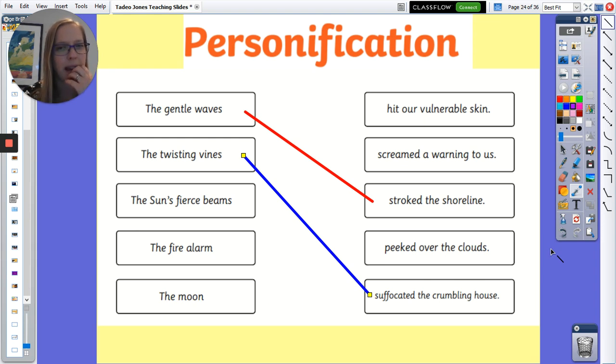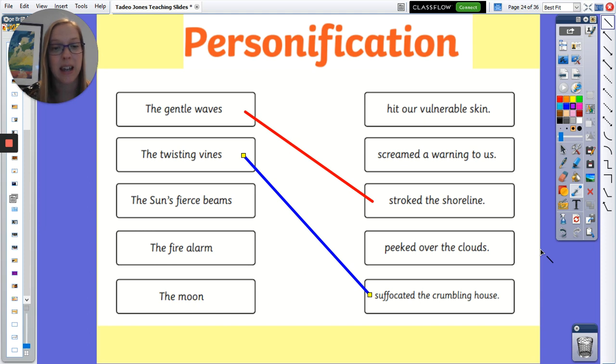Not sure about that. Screamed a warning to us. Peeked over the clouds. Now, if you're not sure, a good thing to do is to move on and use the process of elimination. Let's go to the ones that we do know and then we'll work out what we've got left. So fire alarm, there's one that I think definitely matches with the fire alarm.